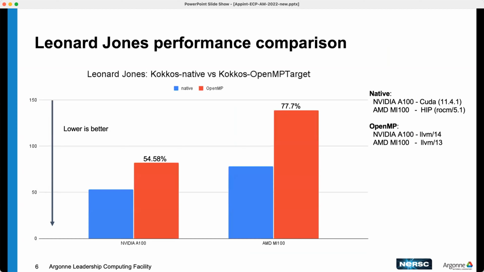This is a performance comparison of Lennard-Jones on NVIDIA's A100 and AMD's MI100. The blue bars show the performance of the native backends, CUDA on NVIDIA and HIP on AMD, compared to the red bars, which show the performance of the OpenMP target backend of Kokkos. As you can see, there is a significant performance difference between the two backends, and we are trying to work on that. Next slide, please.